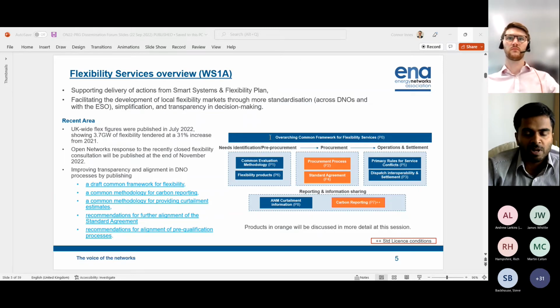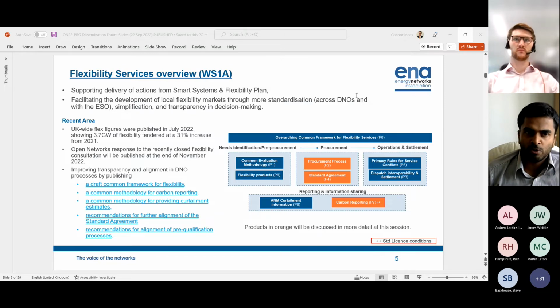There's also an overarching framework that is looking to set out a broader framework of flexibility as an industry, where things are heading and where we've, I guess, tracked the last 5 years and where we're going in the next 5 years kind of view.